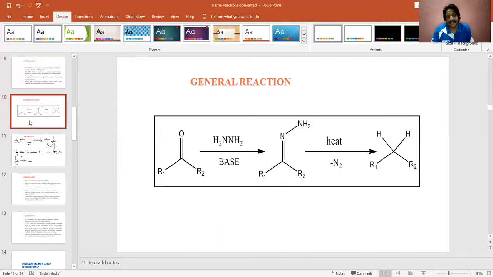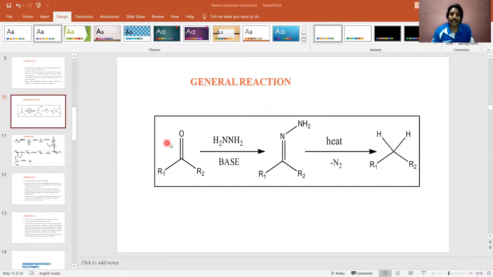So here is the reaction. A carbonyl compound. Here I am showing the structure of a ketone. A ketone, when it is treated with hydrazine, that is NH2NH2, let me annotate so that it will be more visible to you. Yeah, a ketone is converted into alkane. C double bond O is converted into CH2 through the formation of a hydrazone. This is the structure of hydrazone.